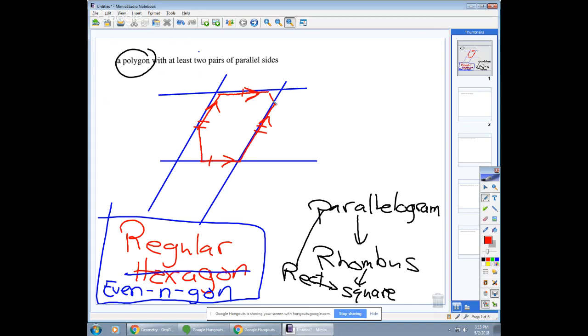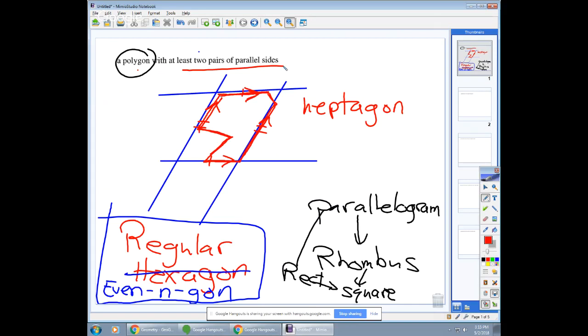Like I could have given it a little divot over here instead and gotten rid of that. So now I have a 7-gon, which is called a heptagon. Just to double check: 1, 2, 3, 4, 5, 6, 7 sides. So this is what's called the heptagon. It happens to fit this description because it is a polygon with at least two pairs of parallel sides. It's definitely not regular.